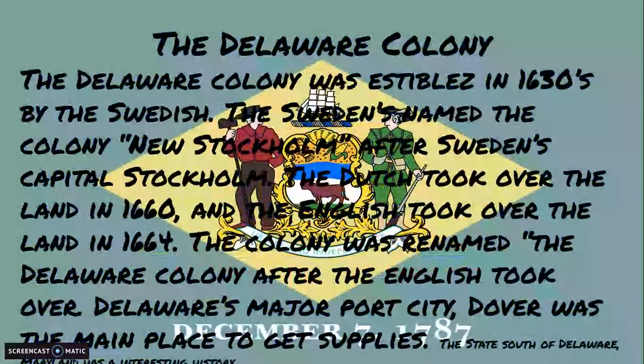And then the Delaware colony was established in the 1630s by the Swedish, and they founded the city New Stockholm. However, the Dutch took over in 1660, and then the English took over in 1664. It was named the Delaware colony after the English took over. The port city of Dover, based on Dover in England by the channel, is the capital of Delaware. That's where the name comes from.